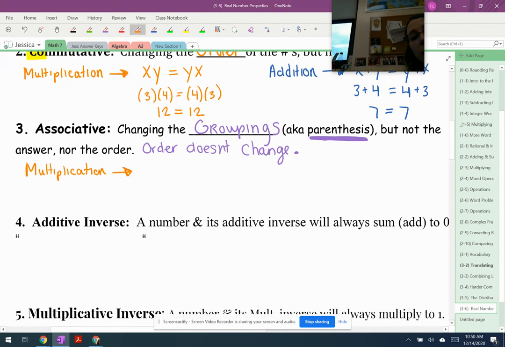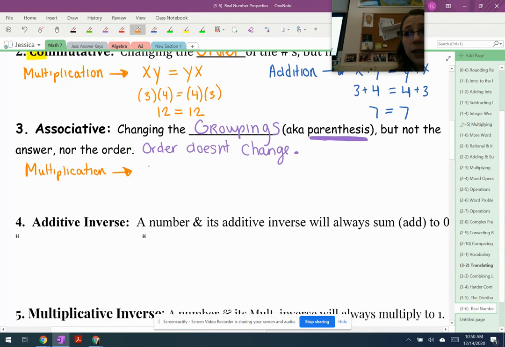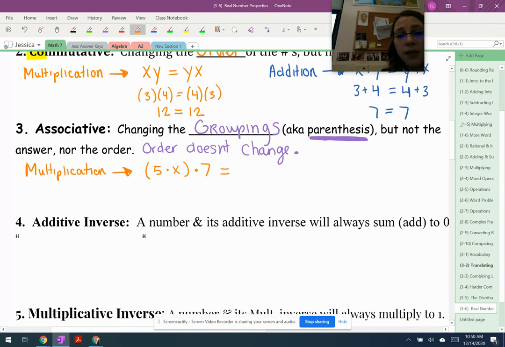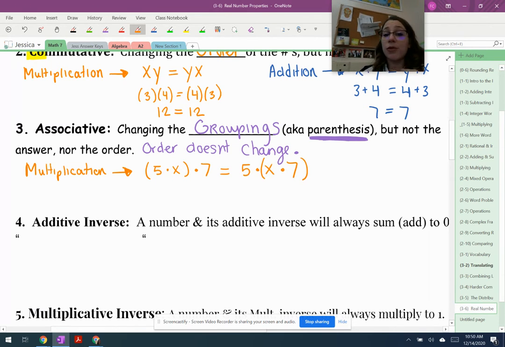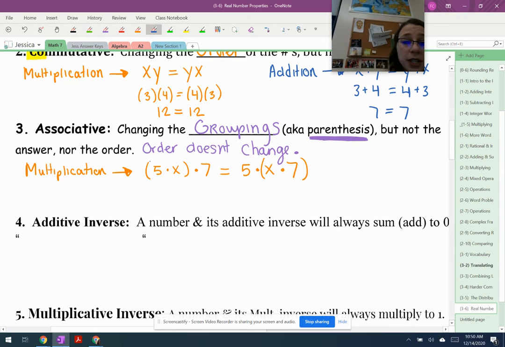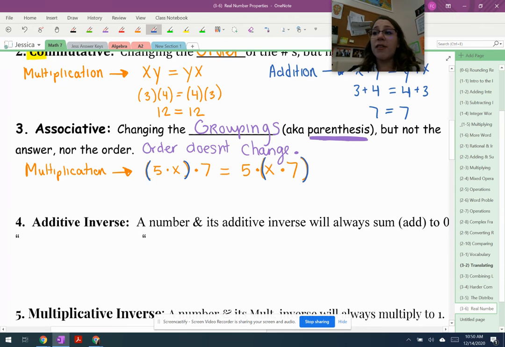So when we're talking multiplication, if I take something like 5 times x and multiply that by 7, I would get the same answer as if I did 5 times x times 7, but had the x times 7 in parentheses first. So now notice here, the order of the numbers didn't change. The 5 came first, then the x, then the 7. All I did was pick up and move those parentheses. Instead of being around the 5x, they're now around the x and the 7. That is that associative property.